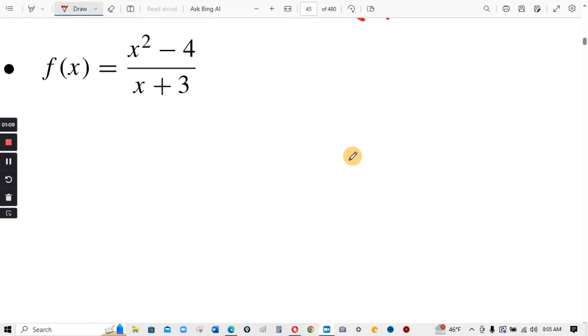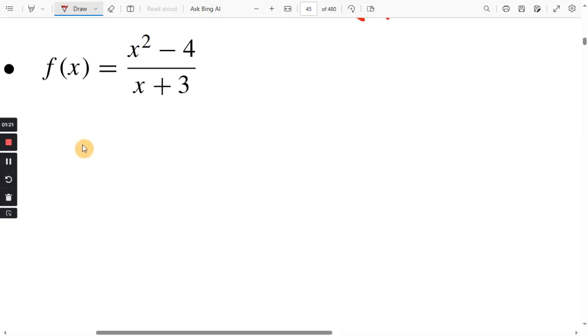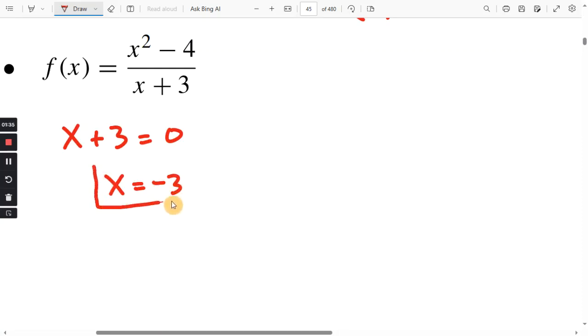So in this function here, in the numerator, there's nothing that x can't be. Okay, so we're okay in the numerator, but we know the denominator cannot equal 0. So if we set the denominator x plus 3 equal to 0, and you do minus 3 on both sides, you have x equals negative 3. So that is the one number that x cannot be.